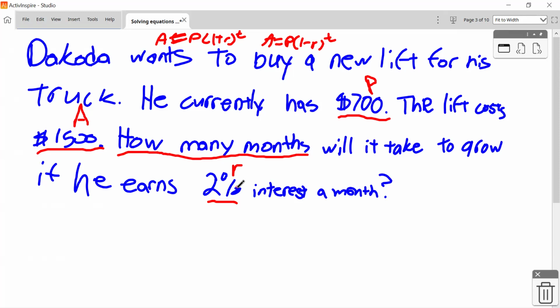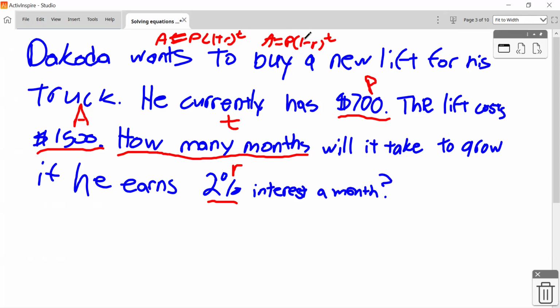Now, most of your credit cards are actually going to be around that. That's roughly the interest rate you get charged on a lot of credit cards. All right. So I've got A, P, and R. We're looking for how many months, which means we're looking for T. I did not fill that in.